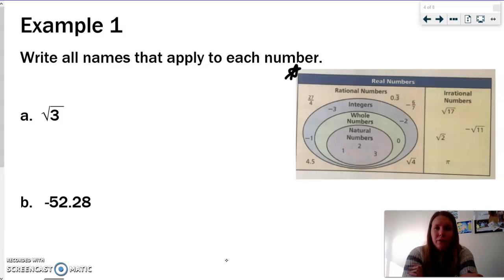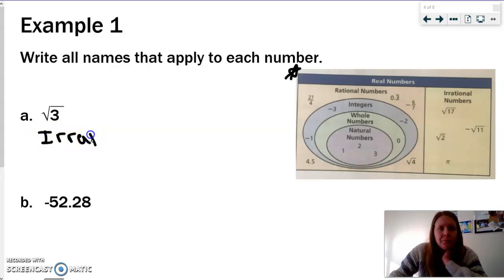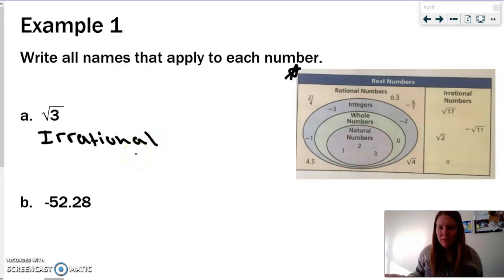But the square root of 3? It's somewhere in between 1 and 2, but it's going to be some weird decimal. And they told me that if it's not a perfect square, it's going to be irrational. So in this case, the square root of 3 is irrational. And that's the only name you can put down, because if it's irrational, there's no other label to it.